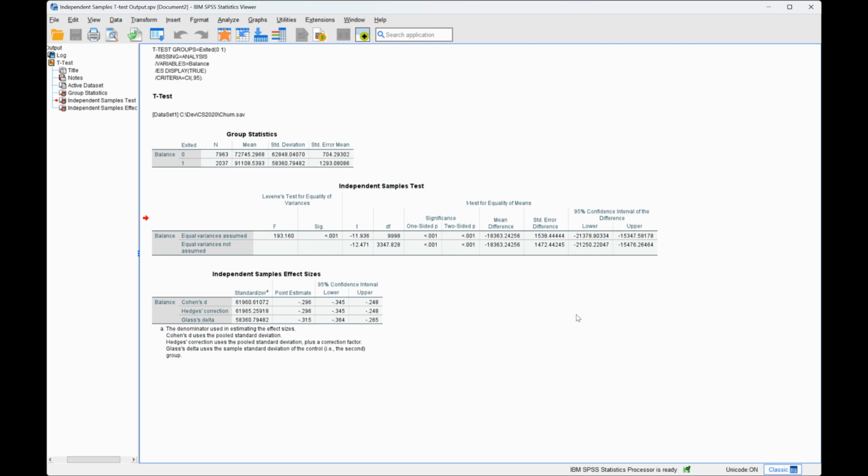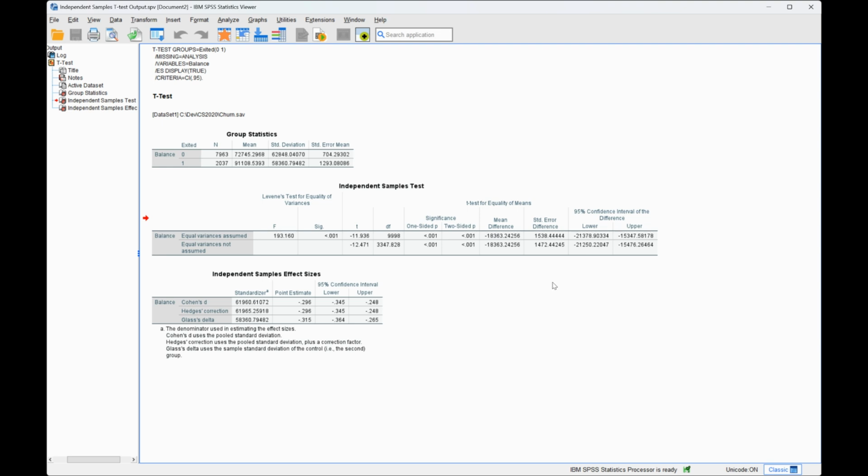Let's add context from the t-test for equality of means section of the SPSS output. In the SPSS output table, the row labeled t-test for equality of means gives us several critical values all at once. So let's walk through a few that matter the most. We're going to focus on the equal variances not assumed row, since this is where we have to be. And we have our mean difference of 18,363. This is the actual difference in average balances between customers who exited and those who stayed. The negative sign tells us that those who exited had higher average balances.